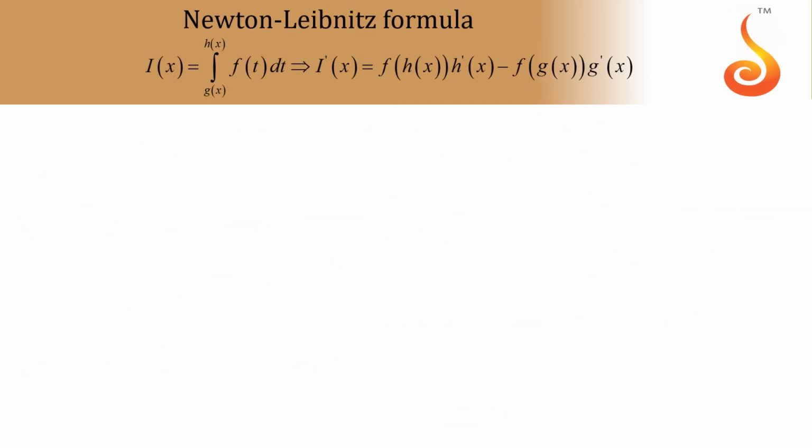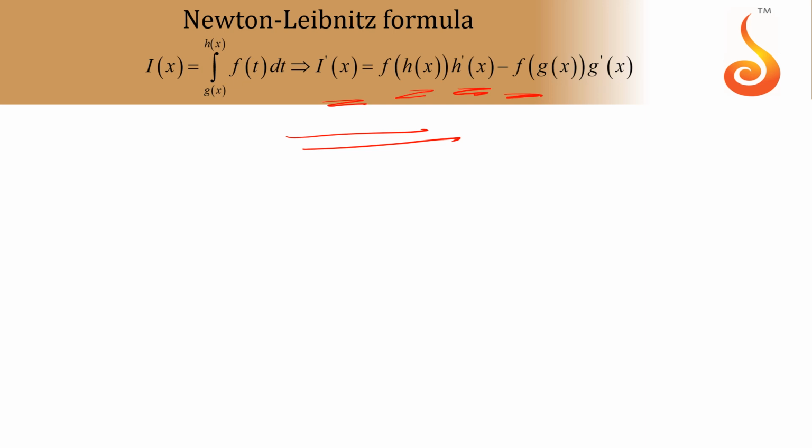Now the Newton-Leibnitz formula, a very famous formula. Whenever you have a definite integral and the bounds are functions, how do you differentiate it? Say there is a function I of x, the integral from g of x to h of x of f of t. Then if I want I dash x, simply substitute the upper bound into f times the upper bound derivative, minus the lower bound substituted into f times the lower bound derivative.